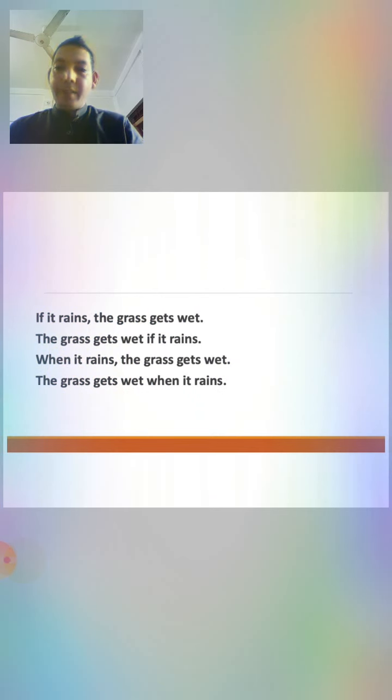if it rains, the grass gets wet. The grass gets wet if it rains. When it rains, the grass gets wet. And another example is the grass gets wet when it rains. So there are several examples of how I produce sentences and how you can make sentences. You also practice at home like this.